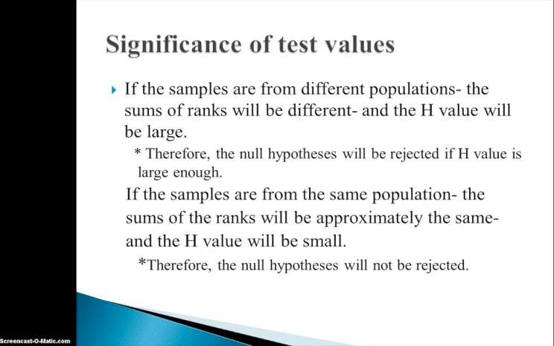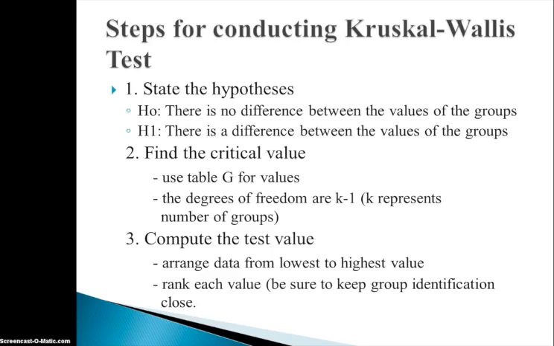On the other hand, if the samples are from the same population, the sums of the ranks will be approximately the same, and the H value will be small. Therefore, the null hypothesis will not be rejected. The steps for conducting a Kruskal-Wallis test are as follows. Number 1, we state our hypotheses.